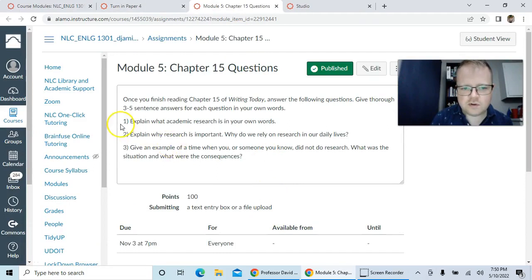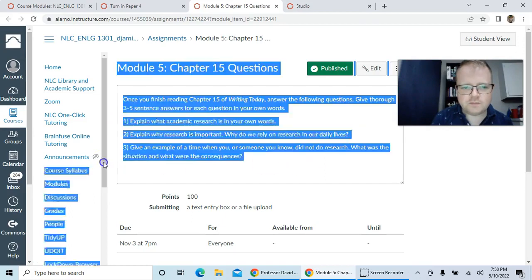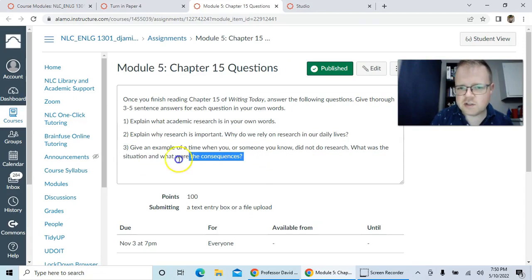Yeah, so explain what research is in your own words. Why is research important? Why do we rely on research in our daily lives? And then explain a time when you or someone you know did not do research. What was the situation and what were the consequences?